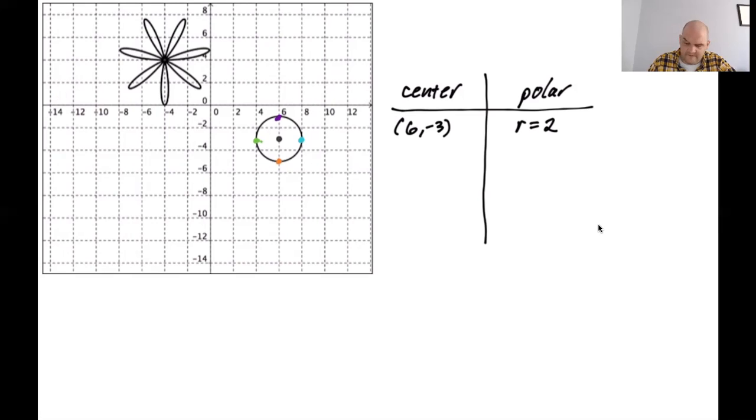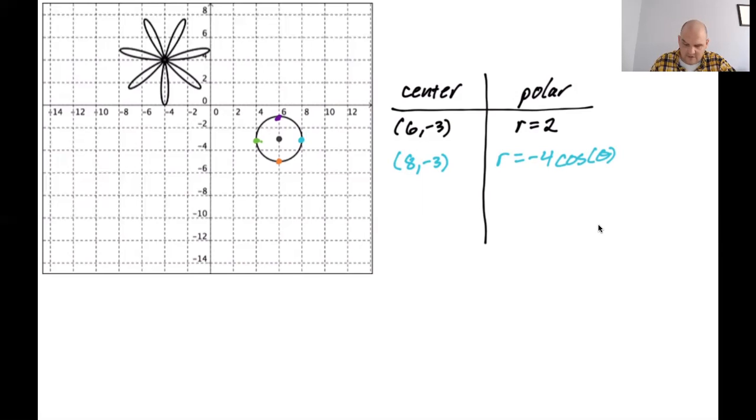But what if the center was 8, -3? Well, if the center is 8, -3, then you're dealing with a circle that is centered on the negative x-axis, and it has a diameter of 4, so it's going to be r equals -4 cosine theta. So this is combining a lot of the things that we already know, but they're all in there.